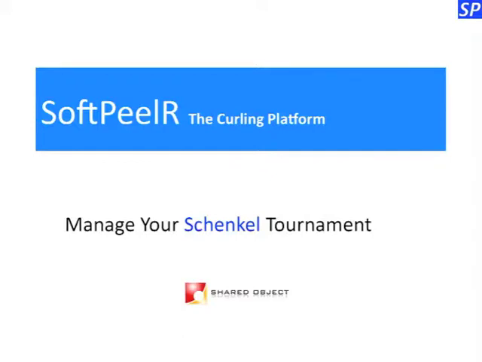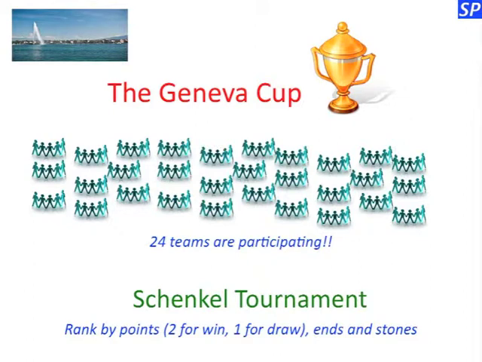In this tutorial, I want to show you how you can manage your Schenkel tournament using SoftPeelR. In a Schenkel tournament, a team gets 2 points if it wins its match in a round, and 1 point for a draw. In the ranking system, if two teams have the same number of points, it's the team with the most ends that gets ranked higher. And if the two teams have the same number of points and the same number of ends, it's the team with the most stones that gets ranked higher.